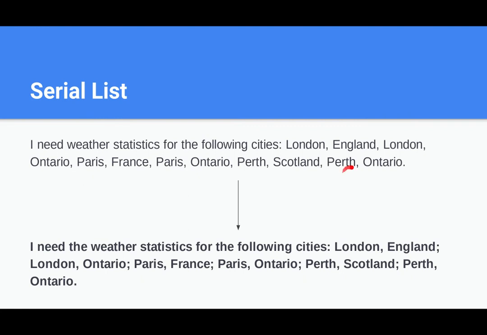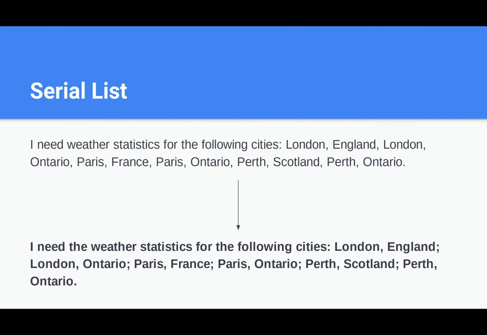Perth, Scotland. Perth, Ontario. So we have a total of 1, 2, 3, 4, 5, 6 places. But if you look at the commas here, it looks like you have 1, 2, 3, 4, 5, 6, 7, 8, 9, 10, 11, 12 places. All right. And the reason why it looks like that is because there's nothing telling us that the town goes with the country or the province.